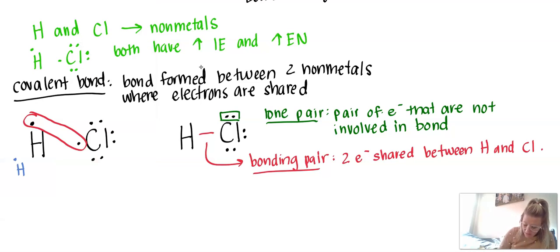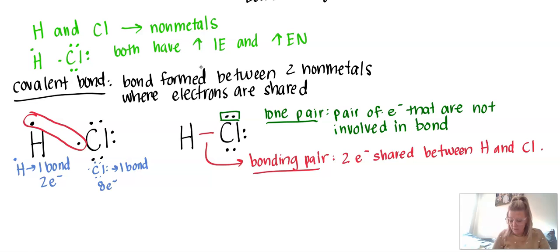with its 1 valence electron needs, remember, it's one of our exceptions to the octet rule. It only needs 2 electrons total. So it's going to form only 1 bond because it needs only 2 electrons. Chlorine, on the other hand, had 7 valence electrons. And it also only needs 1 bond because it's going to have a maximum of 8 electrons.